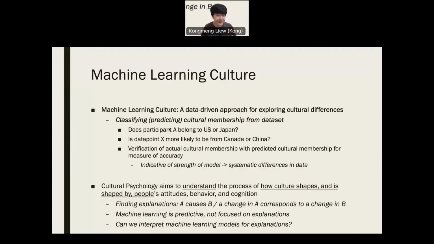What I'm proposing basically is a data-driven approach for exploring cultural differences between cultures in a data set. For example, based on, say, a personality history, can we identify if person A belongs to the US or Japan? Going beyond participants, can we look at web data? Can we look at more complex kinds of annotations? There's this county that belongs to Canada, belongs to China. There's this song that's being produced. Does it belong to a Canadian artist or to a Japanese artist?